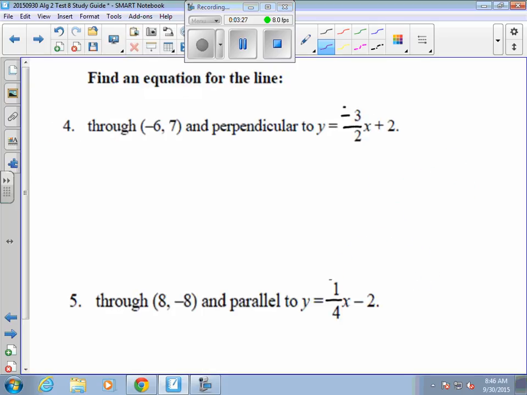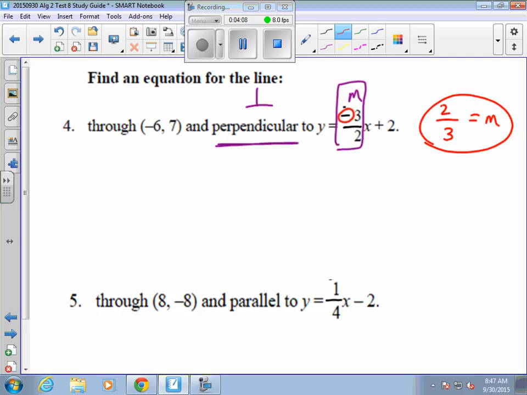Number 4 says find an equation for the line through negative 6, 7, perpendicular to y equals negative 3 over 2x plus 2. Y equals mx plus b. The only thing you're interested in with that equation is its slope value, its m value. It says it's perpendicular. Remember, perpendicular lines, 2 things happen to them with the slopes. They use the reciprocal, and they're the negative version of the reciprocal. This one's already negative, so you change its sign. When you flip it, it becomes 2 over 3, and when you change its negative sign, it becomes positive 2 over 3. So the line that's perpendicular to it has a slope of 2/3.